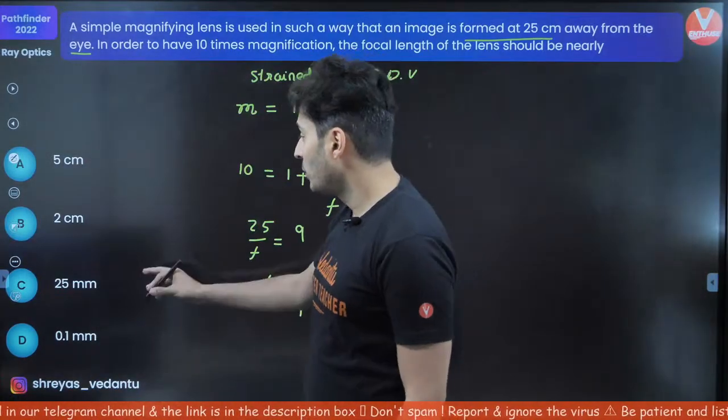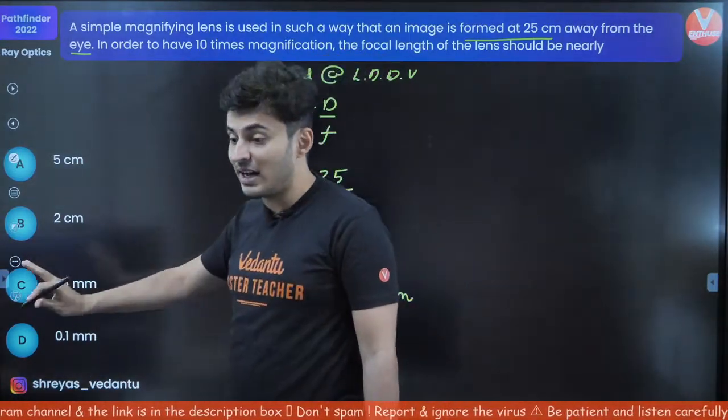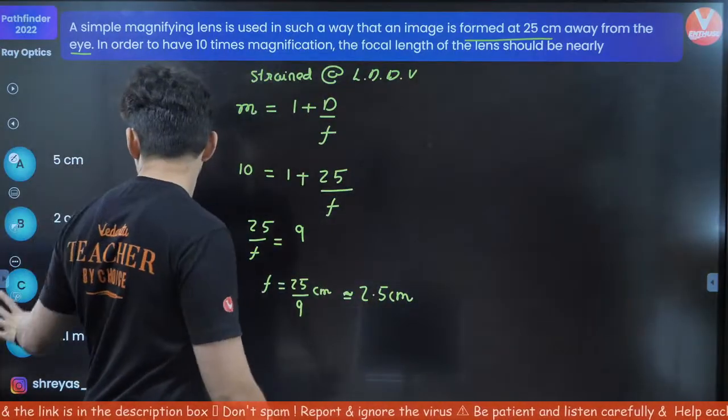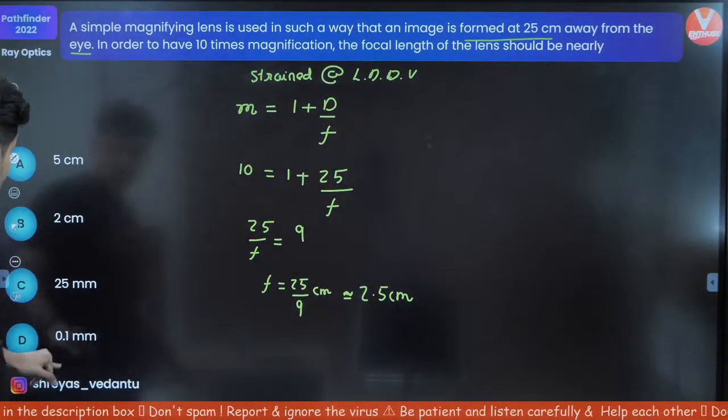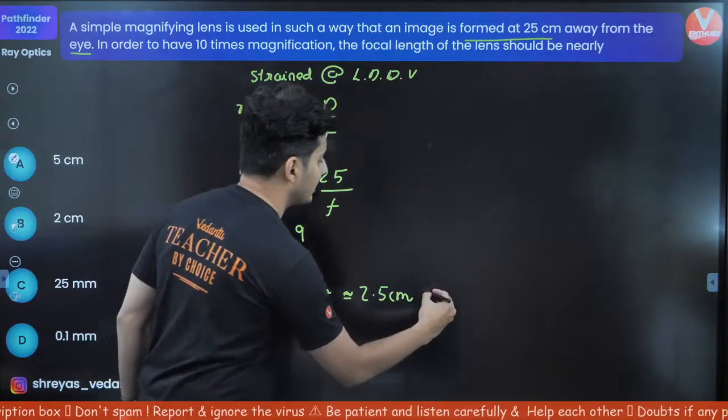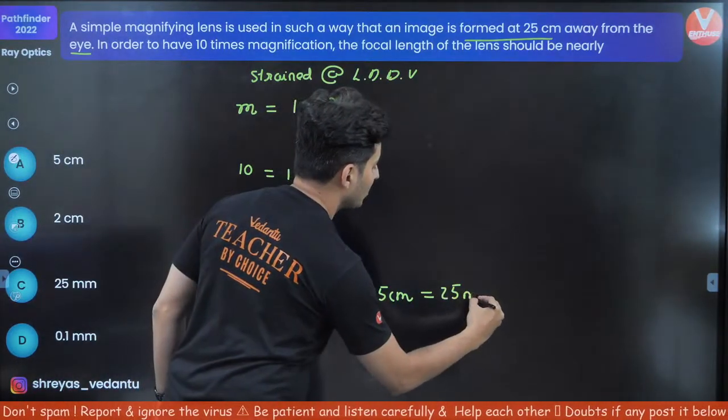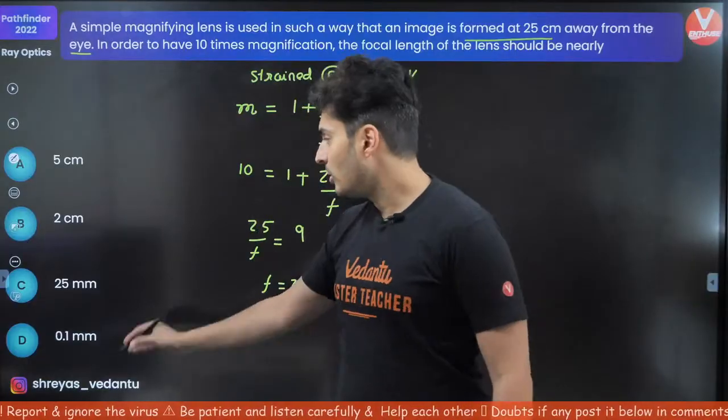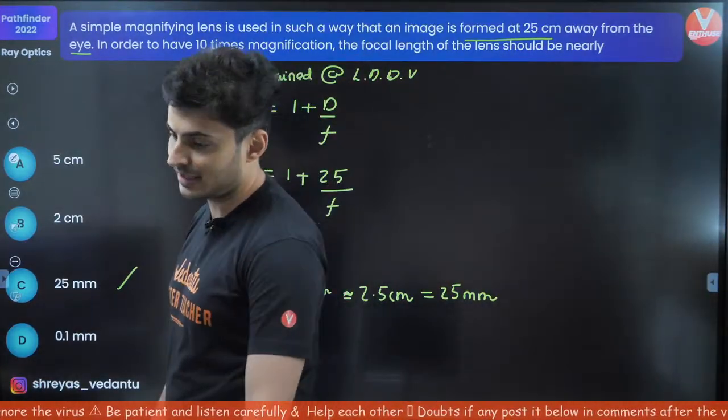So many students will go ahead and, if there was 2.5, they will mark it. But be careful: if the options are in centimeters or millimeters, you should check it. There is no such option in centimeters, so convert it into millimeters. So 25 millimeters, which is option C, will be correct.